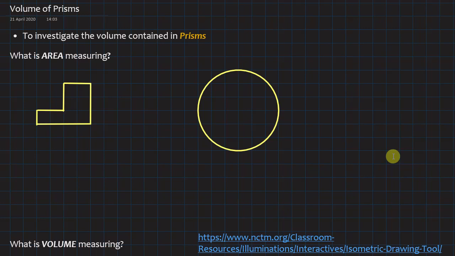Okay, let's start off with the starter question. What do we mean by area? What do we mean by volume? At its most basic level, area talks about how many squares would fit inside the shape. So I've got in this 1, 2, 3, 4, 5, 6, 7, 8. So the area of this is something to do with 8 squares.